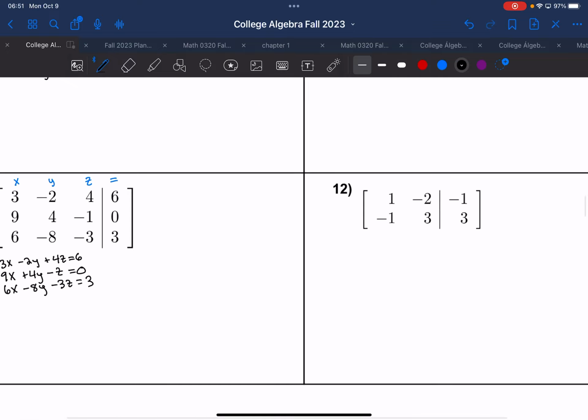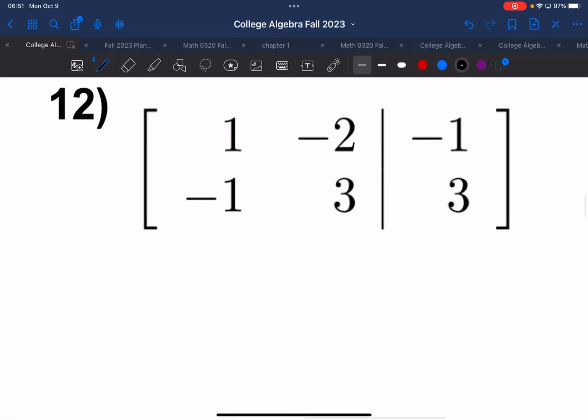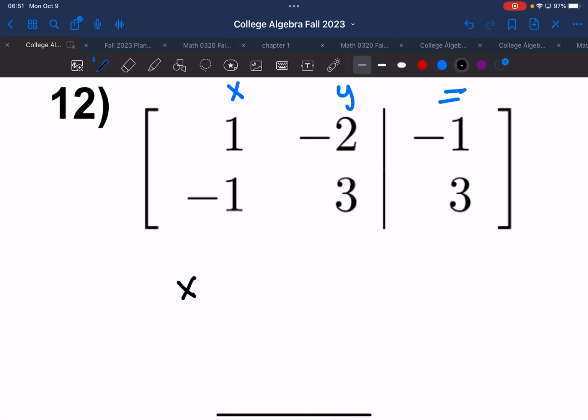Okay, and then the last one for this example is number 12. So again, we still only have that 2 by 2 matrix, so it means I'm only using 2 variables, x and y. These are the coefficients going in front of the variables. And then whatever is after that bar is the equals. So I have x minus 2y equals negative 1. And negative x plus 3y equals 3.